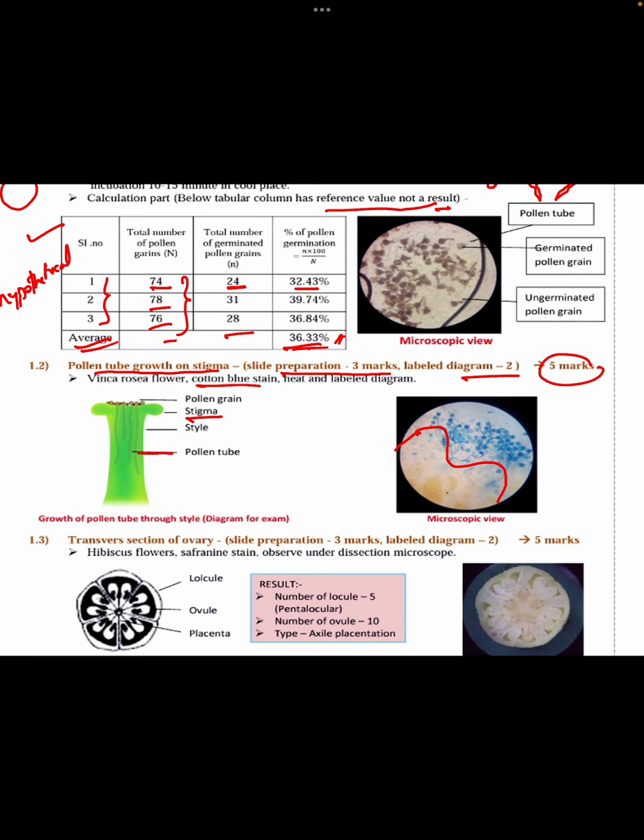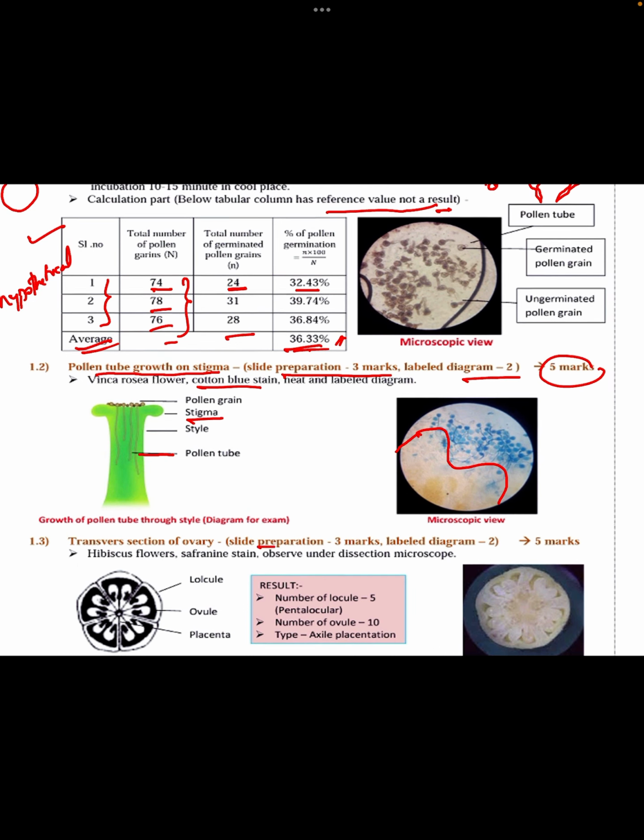So if you get the TS of ovary, for the slide preparation you have to show the 3 marks. Whatever the slide you prepare and show, that is for 3 marks, and the labeled diagram 2 marks. And here mainly you have to mention the result. So if you write, this is a locule, this is an ovule, and this is a placenta. This is the easiest experiment, and for this you have to focus in the dissection microscope. Okay, so these two you will be handling with the compound microscope. I hope it is clear.